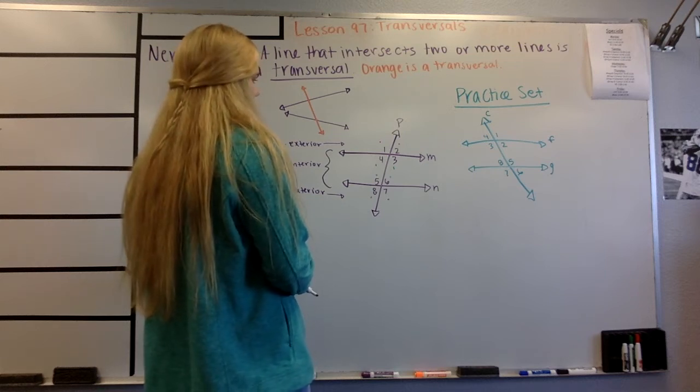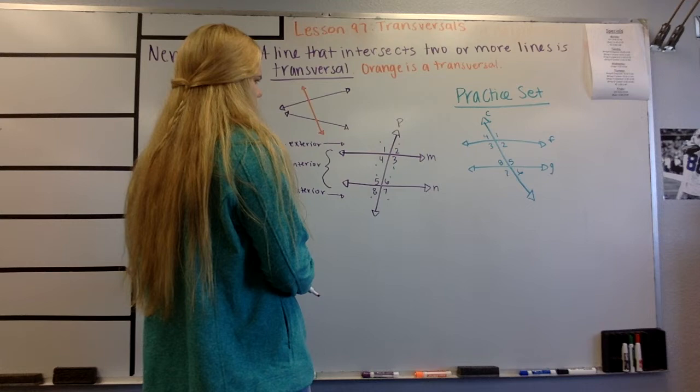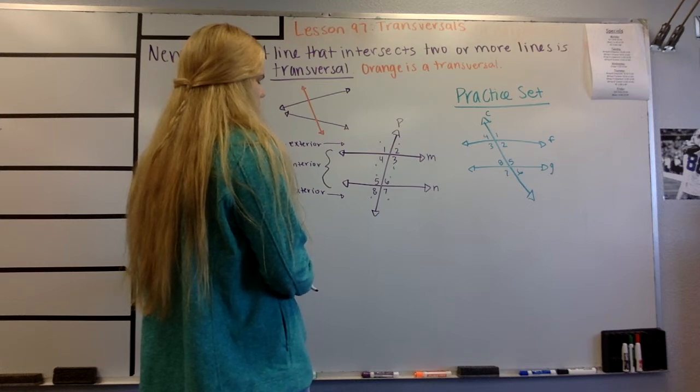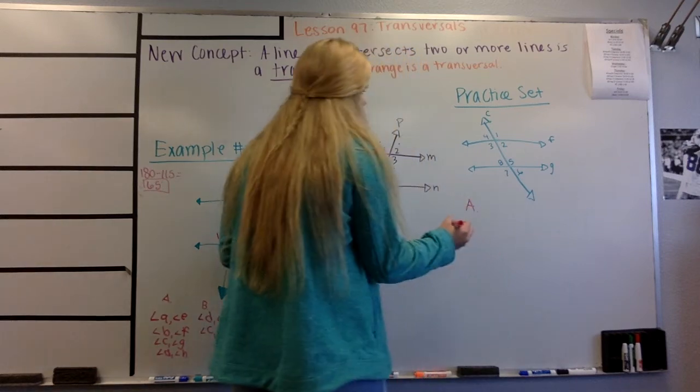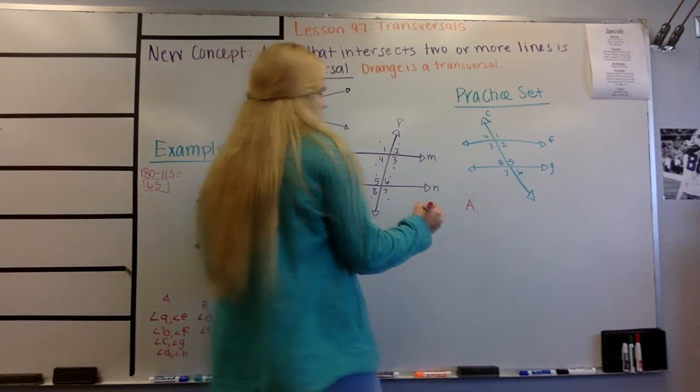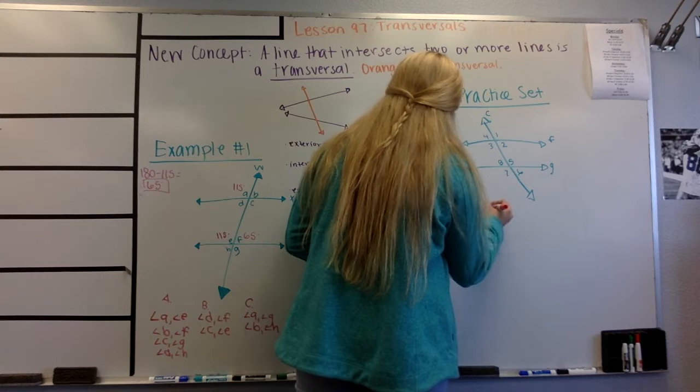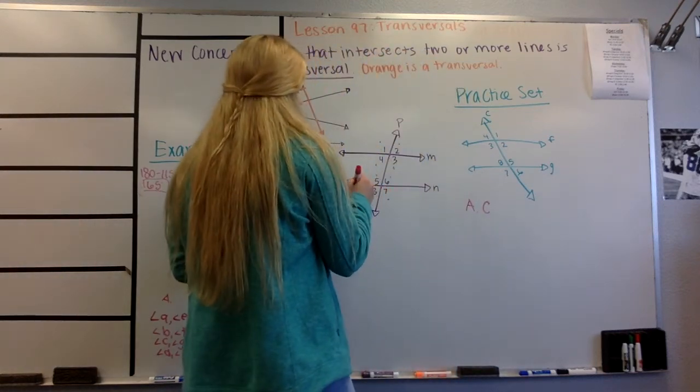Angle A says, which line in the figure at the right is a transversal? Remember, a transversal cuts two lines in half. So A would be, that's correct, line C, because it is cutting F and G in half.